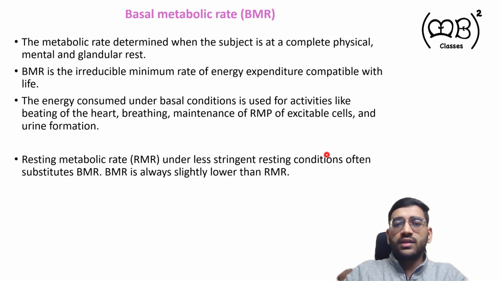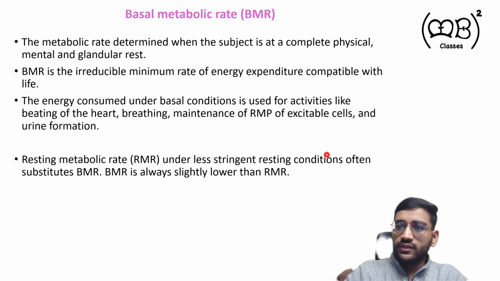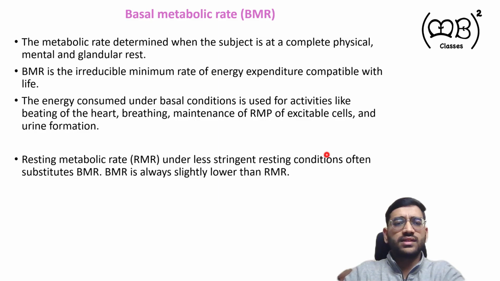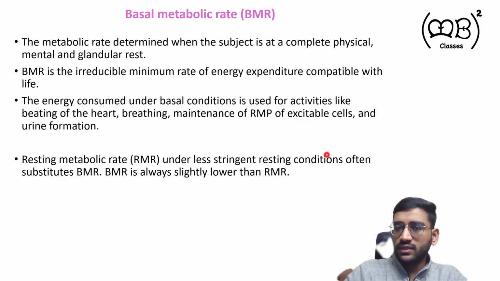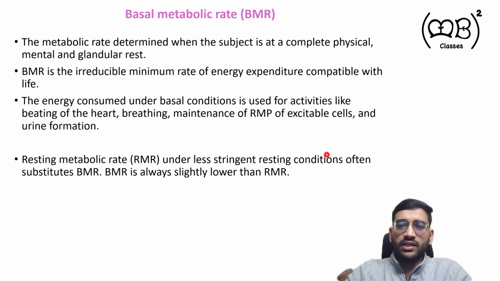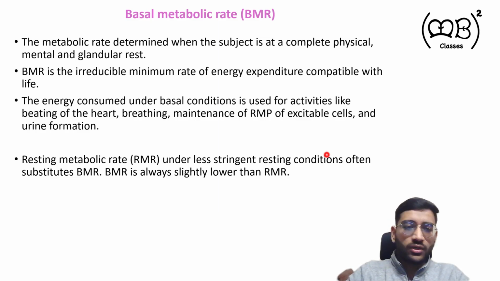BMR is the irreducible minimum rate of energy expenditure which is compatible with life. This is the minimum energy which you want to sustain life. But these conditions are very stringent, like a complete glandular or a complete mental rest is not possible at all times. So there's a surrogate marker, or a substitute of BMR, which is called RMR.